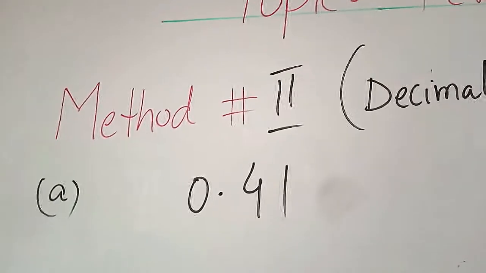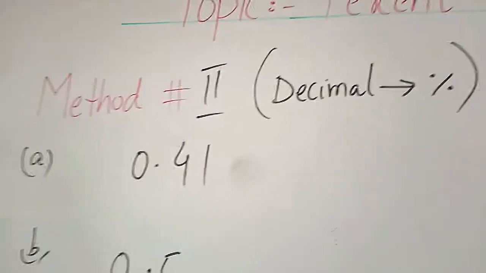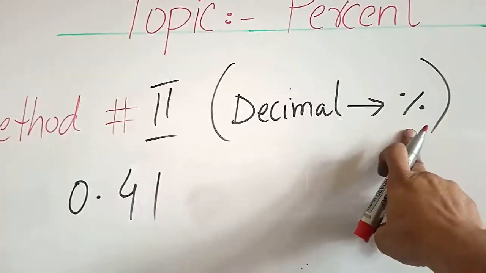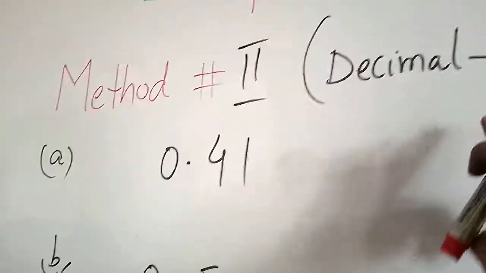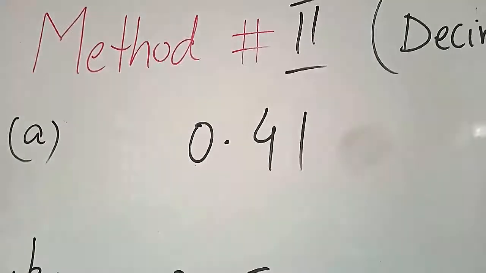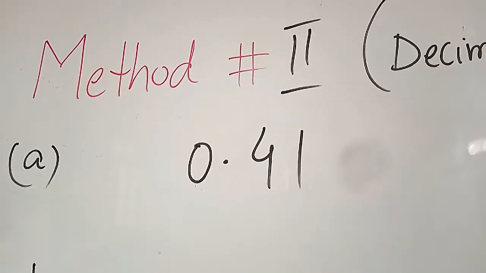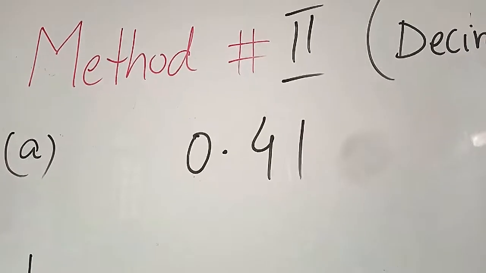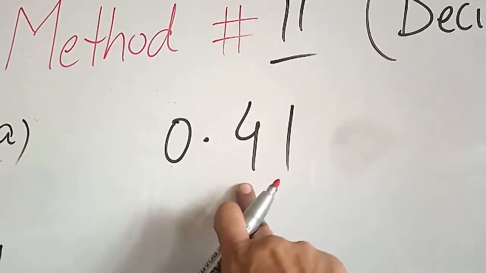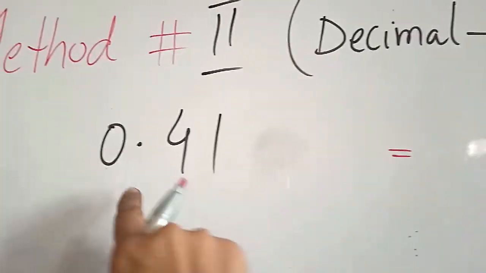Okay, beta. Again, I have told you I will use method number 2, but you should know about method number 1. Now here I will tell you how to convert decimals into percent. In this question, we are having part A, 0.41. We have to convert it into a percentage. In the previous question, we changed fractions into percentages, but here we are having decimals. We have to find out the percentage.